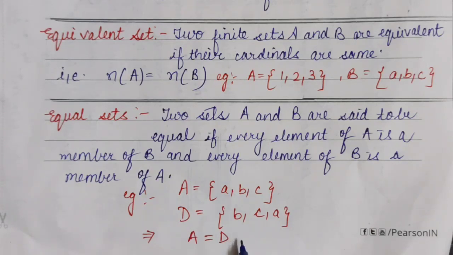So there is a difference between equivalent sets and equal sets. Equivalent sets are those sets where only the number of elements is the same, but equal sets are those where every element of one set is a member of the other set and every element of the other set is an element of the first one. So I think it is clear now.